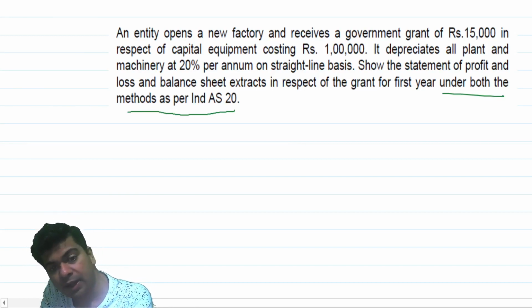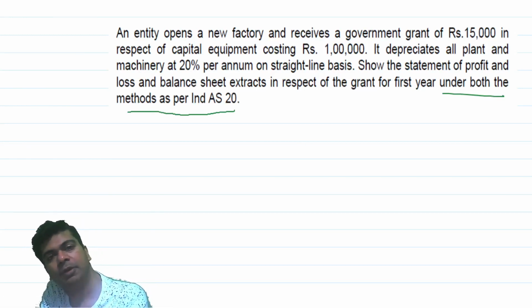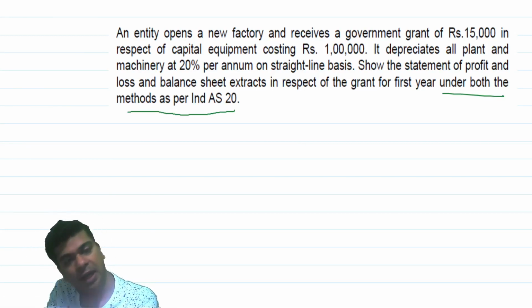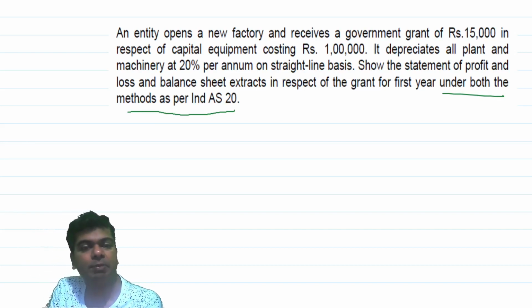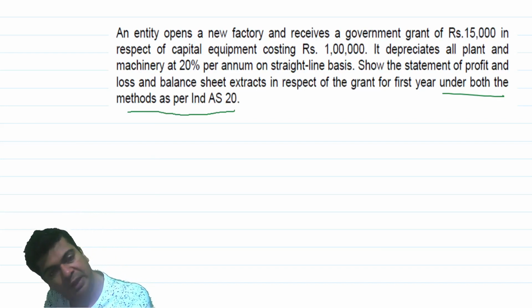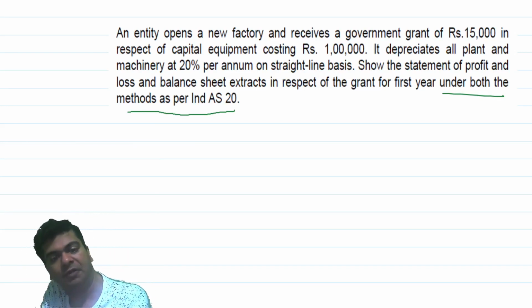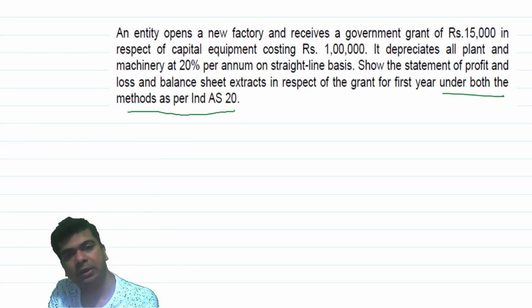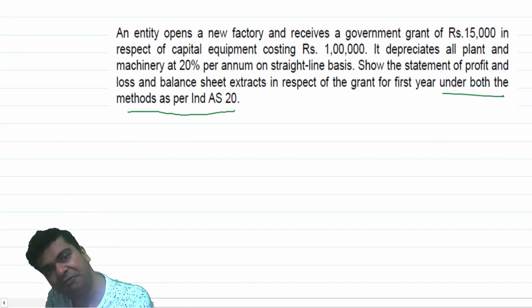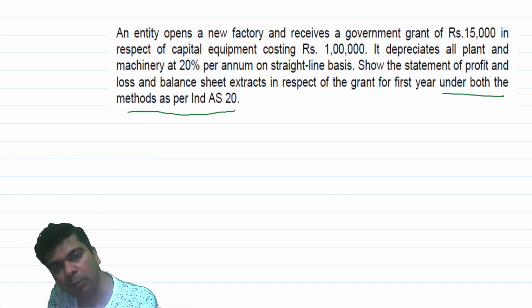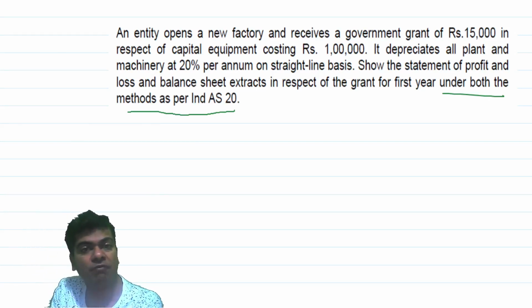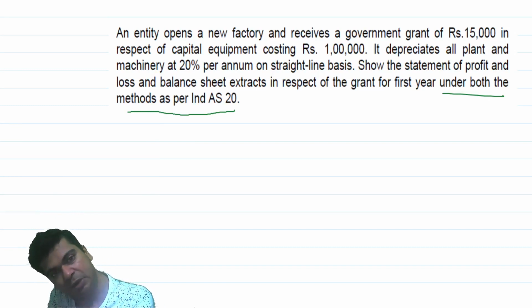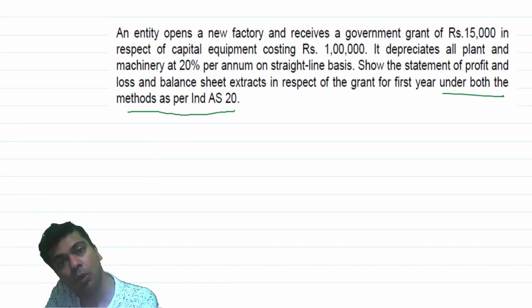You are acquiring a capital equipment and that capital equipment will be depreciated. That means you are getting a grant for a depreciable asset. For a grant for a depreciable asset, there are two approaches given in Ind AS 20. The first approach is that whatever government grant that you have received, you treat it as a deferred income, and then you will take transfers from it to your profit and loss account. This will happen in the ratio of depreciation.